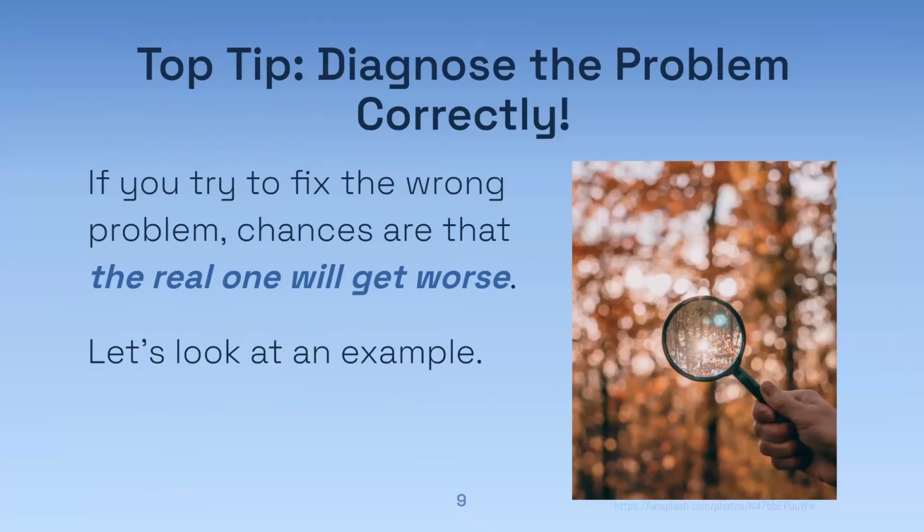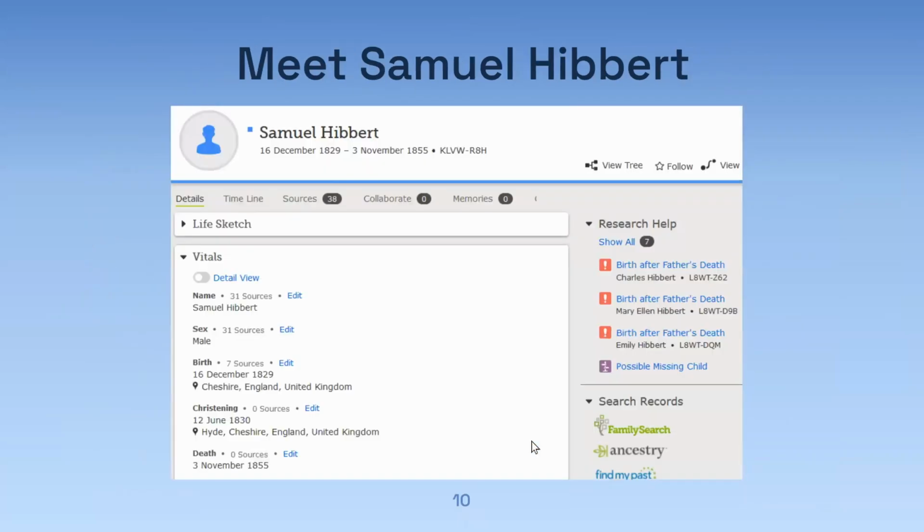Another tip that we reviewed last week that is very, very important is to diagnose the problem correctly. If you try to fix the wrong problem, chances are that the real one will get worse. Let's just look at a really simple example. So here's our poster buddy, Samuel Hibbert. He's kind of the poster child for a mangled family. I've actually been trying to clean him up and it's taken a long time. Somebody came in and messed him up again and undid the stuff that I had done. And so this poor guy is just a mess.